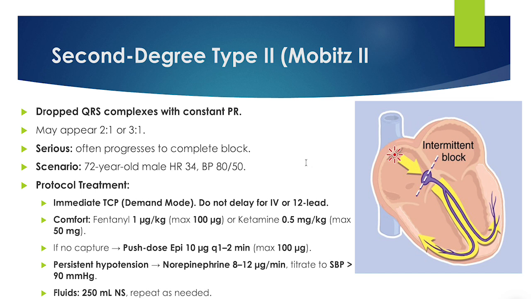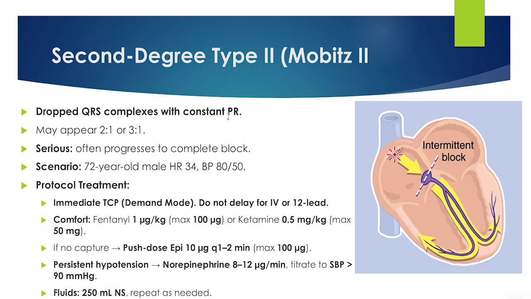Then we move to the second degree type 2 now. So this is Mobitz 2. And this will be considered one of the ones that the atropine is not going to work on, and more of the worrisome one now. So with the second degree type 2 and third degree heart block, usually you see a lot of instability with that patient, and they usually will need a pacemaker if they have that.